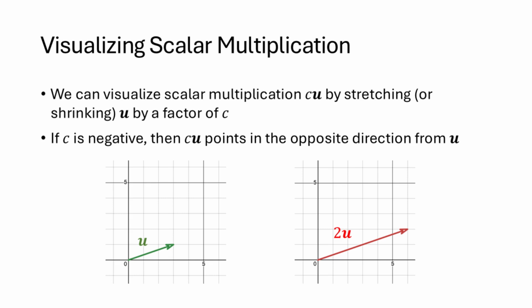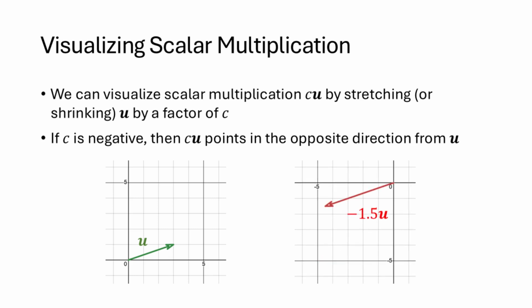Well, we can visualize that as either stretching or shrinking a vector, depending on the value of the scalar itself. Here we have a vector u on the left, and the vector 2u on the right, which points in the same direction as u, but is twice as long. If instead we had multiplied u by the scalar 0.5, then again it still points in the same direction, but now it's half as long as the original vector u.